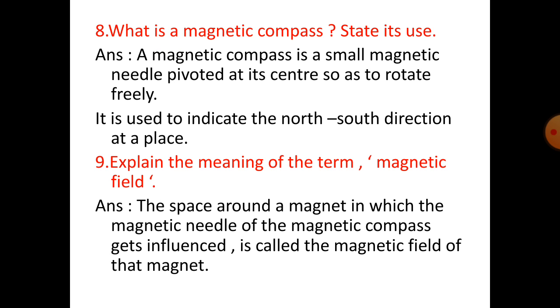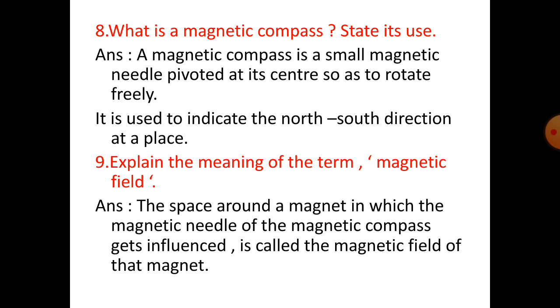8. What is a magnetic compass? State its use. A magnetic compass is a small magnetic needle pivoted at its center so as to rotate freely. It is used to indicate the north-south direction at a place.